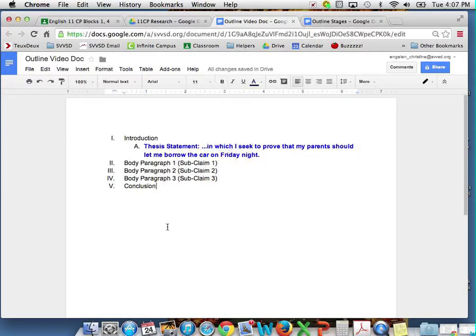So I have to prove this point somehow. You know, my parents are kind of tough, and they're really going to need to be convinced of this. In fact, I may need three sub-claims to back up my thesis statement and prove to my folks that I should be able to borrow the car on Friday night to go out with my friends.